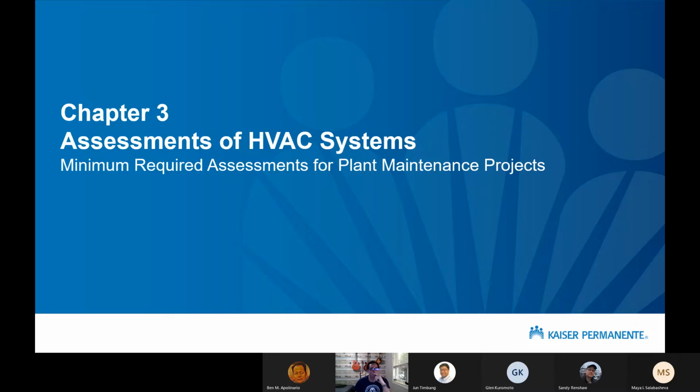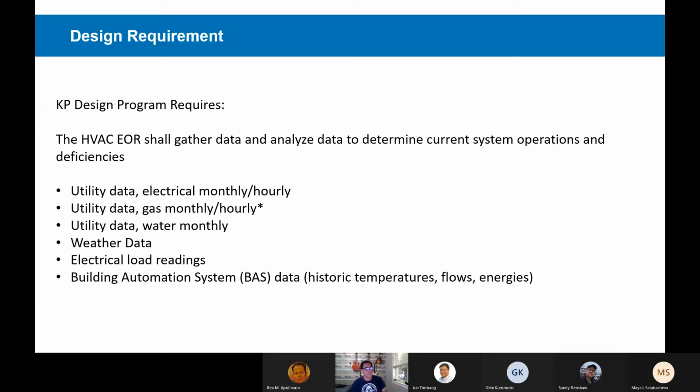So that takes us to this section on assessments of HVAC systems. The design program requirement that we have is that we want our engineer of record to gather and assess data to determine the current system operations and the system deficiencies. We already talked about a list of data that's available for assessments, but in this section, we're just going to talk a little bit more about the theory behind these assessments.